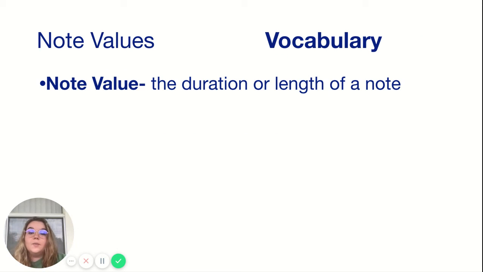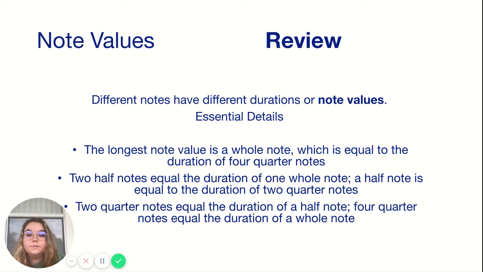Just to review our vocabulary really quickly, a note value is the duration or length of a note. Different notes have different durations or note values. Some essential details about note values: the longest note value is a whole note, which is equal to the duration of 4 quarter notes. 2 half notes equal the duration of 1 whole note. A half note is equal to the duration of 2 quarter notes. 2 quarter notes equal the duration of a half note. 4 quarter notes equal the duration of a whole note.